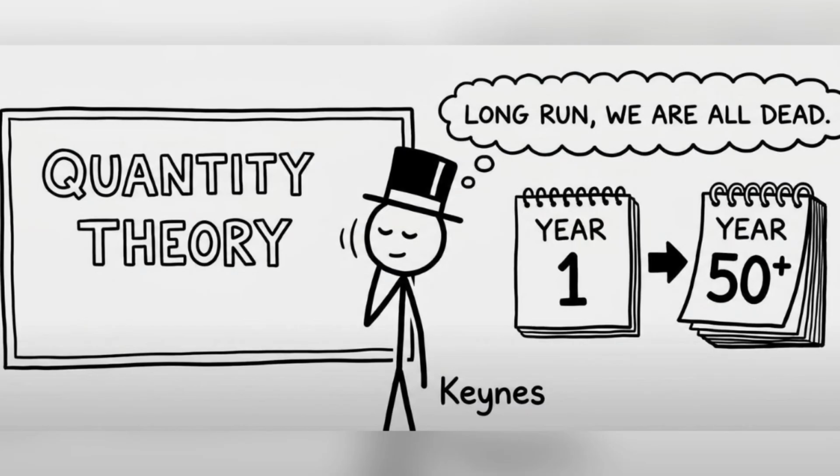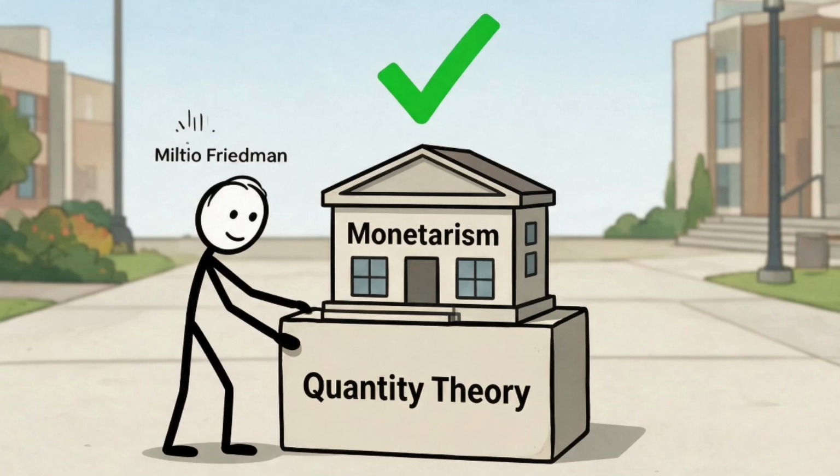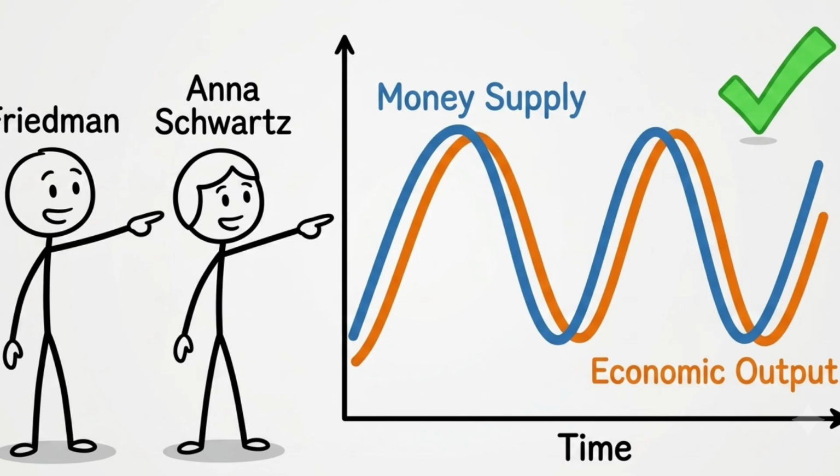Later, John Maynard Keynes accepted the quantity theory in principle, coining the phrase that, in the long run, we are all dead. In the 1950s, Milton Friedman used it as a cornerstone for monetarist thinking. Friedman and Anna Schwartz concluded that movements in money explained most of the fluctuations in economic output.